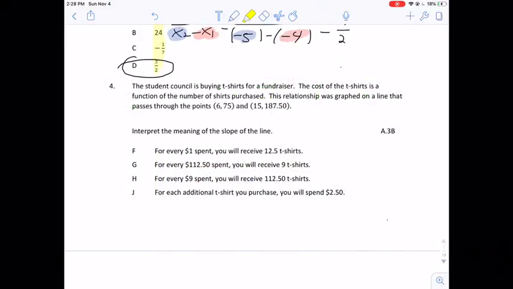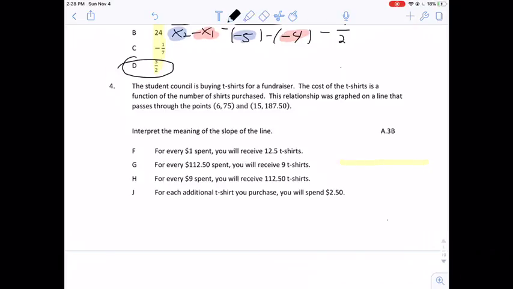Problem number 4. The student council is buying t-shirts for a fundraiser. The cost of t-shirts is a function of the number of shirts purchased. This relationship was graphed on a line that passes through the points (6, 75) and (15, 187.50). Interpret the meaning of the slope of the line. In other words, all I need to do is get the slope. So let's see. I'm going to put those numbers into y2 minus y1 over x2 minus x1.